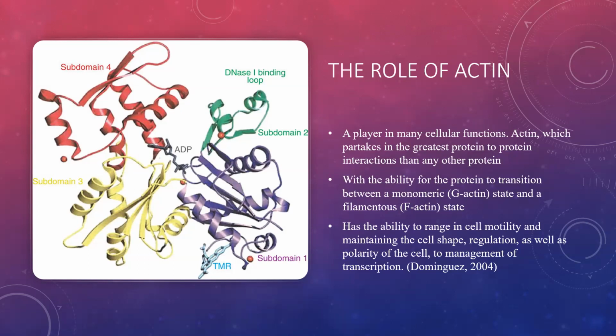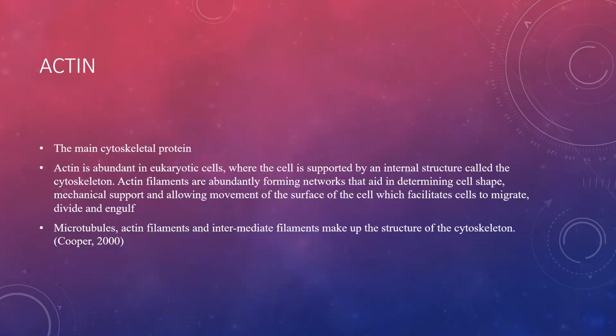It polymerizes to form thin flexible fibers called actin filaments and microfilaments. So actin is the main cytoskeletal protein, and it is very abundant in eukaryotic cells. It's regulated by actin binding proteins, and these networks, called the cell cortex, can be formed by cross-linking as well as the assembly and disassembly of the actin filaments in association with other cells within the cell. And that's where the cell is supported by an internal structure called the cytoskeleton.